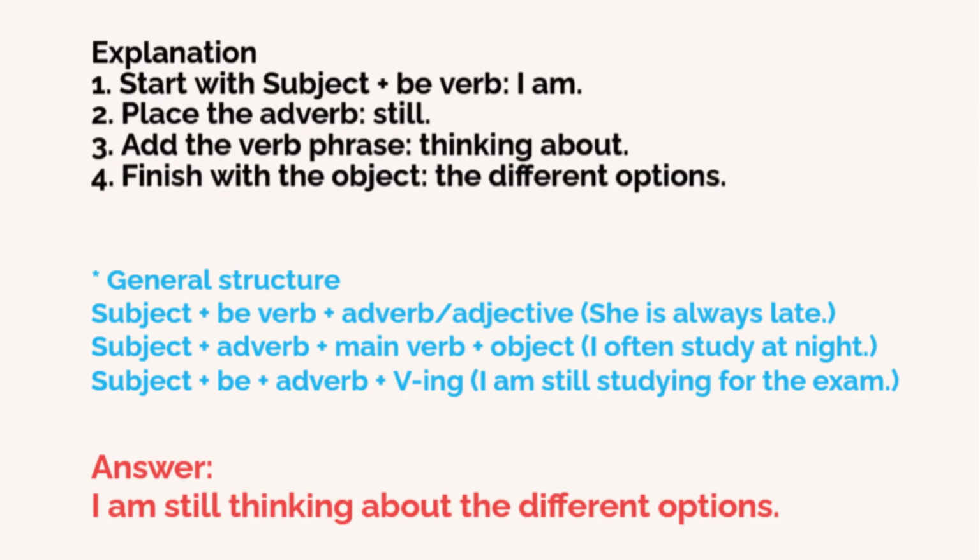Now, applying these patterns to the sentence-building task, we identify the subject I and use the structure that expresses an ongoing thought process. The adverb still is placed after the verb am, followed by the present participle thinking, and then the object phrase about the different options. Therefore, the correct sentence is, "I am still thinking about the different options."